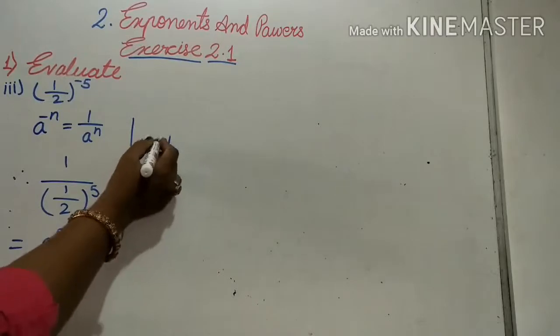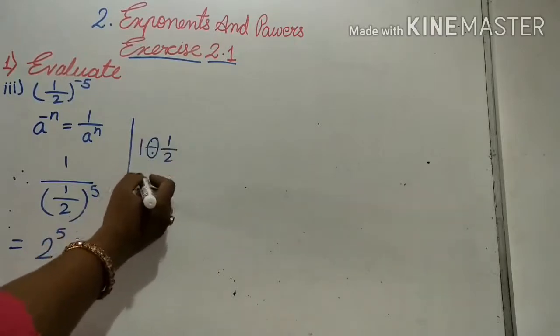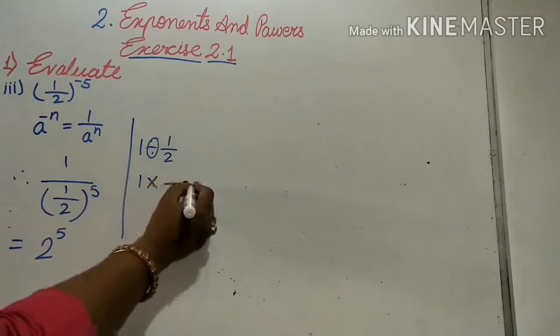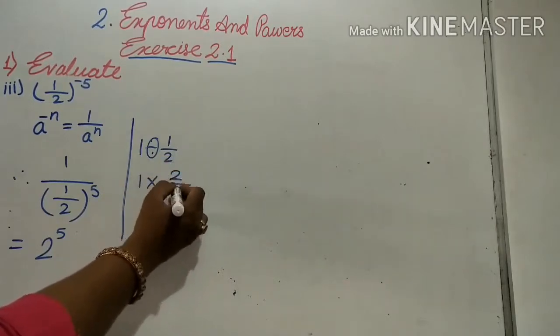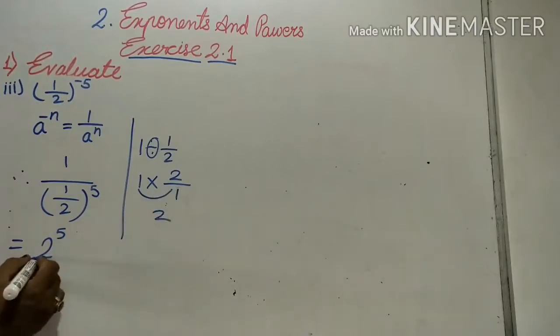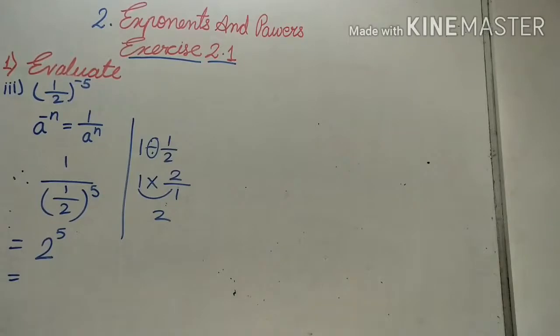Now this division will turn into multiplication: 1 into the reciprocal of the next number, which means 2 by 1. 1 2s are 2. Therefore here comes 2, 2 raised to 5. Now multiply 2 five times.